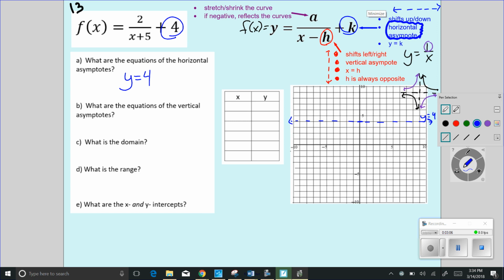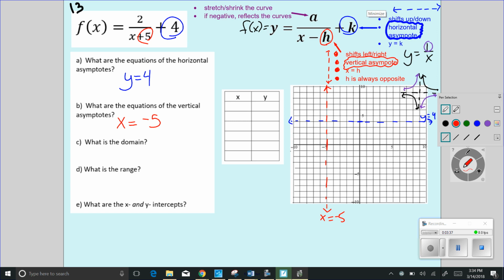Okay, going on to the vertical asymptote. Again, remember your vertical asymptote is looking at that h value, remembering that h is always opposite. So here we have a plus 5, so our equation is x equals negative 5. Then we go to negative 5 on the x-axis, and we make a dashed line going through there. So this is representing every x value that is equal to negative 5.